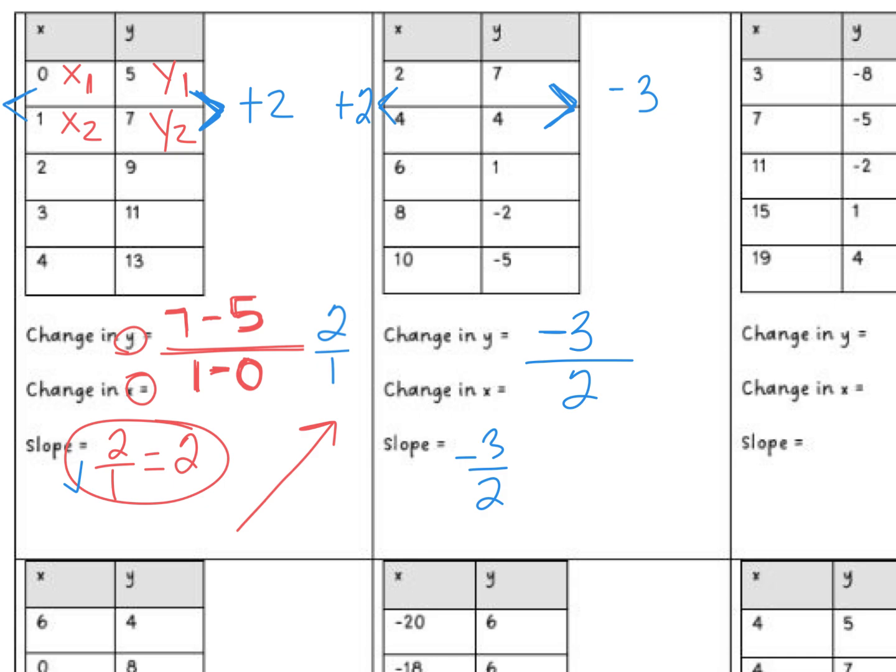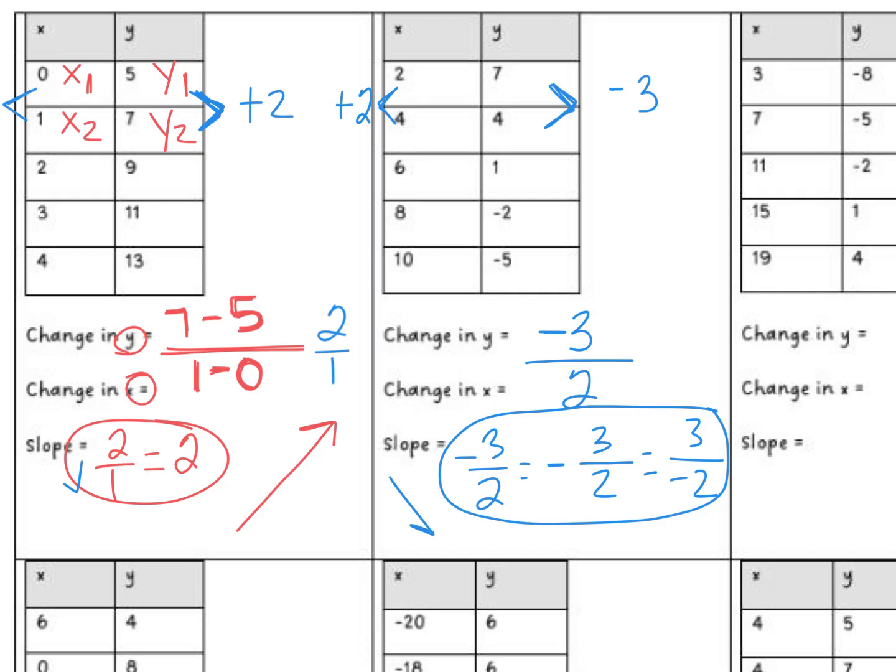We're not going to write it as a decimal. I do want you to remember that negatives can be in the top. They can be in the middle. They can be in the bottom, as long as one of them is negative, okay? All of these are the same thing. Which direction is this line going to go? Negative, right? Going down.